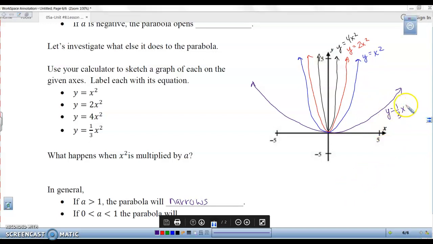Okay, so that means if a is a fraction, if the a is between 0 and 1, the parabola will widen out.